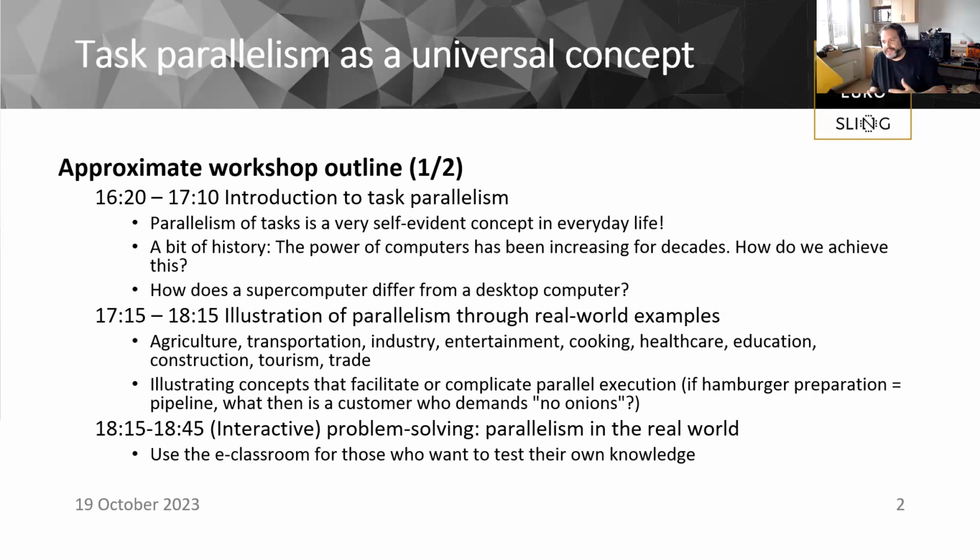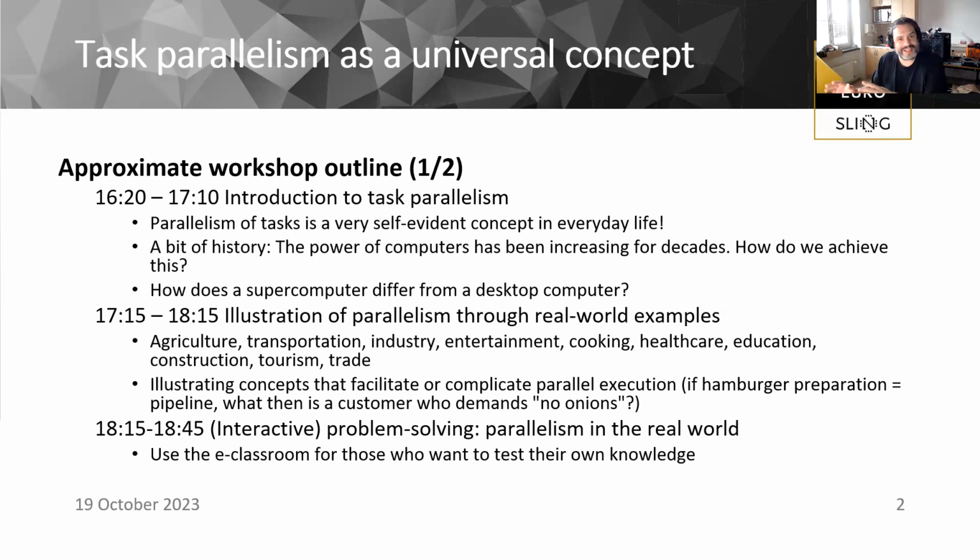After this, we will go through real-world examples, more examples like farmers working in the field. We'll use examples from agriculture, transportation, industry, everything but computing. Everything but computing. And then we will also show the problems, and we will try to show these problems in a way that is not connected to the computers themselves. So how does, for example, a deadlock look in the real world? Not in computing.